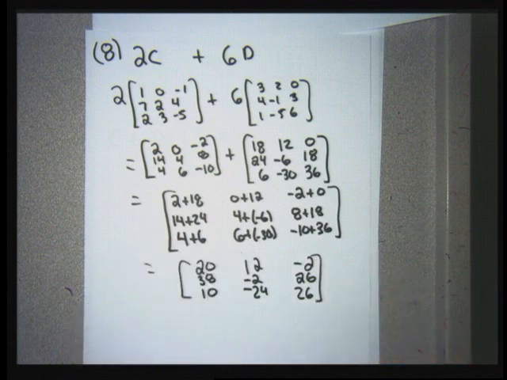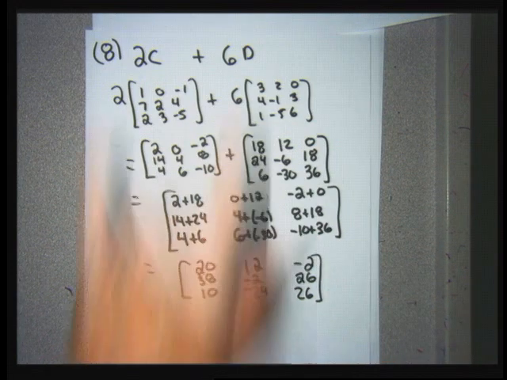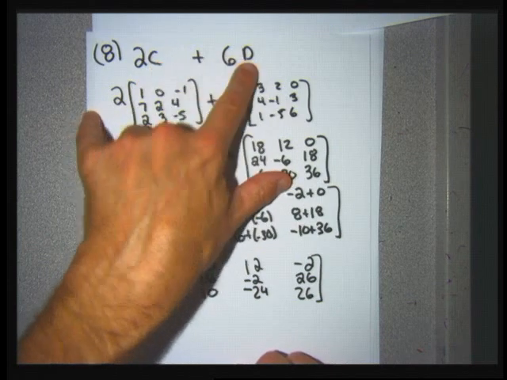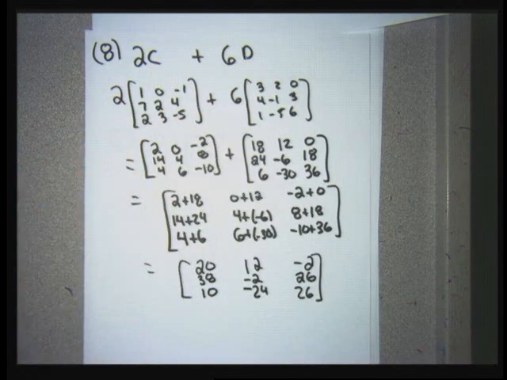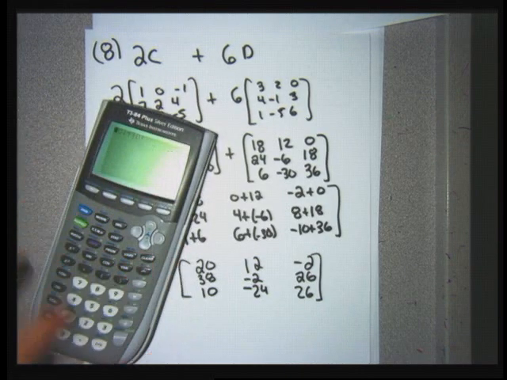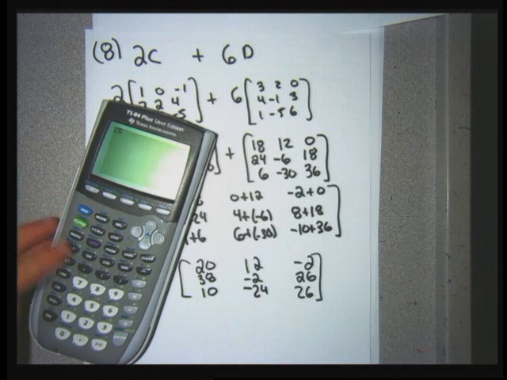I'm going to check this on my calculator. Real easy to do. Basically, I'm going to make my calculator look just like that, except the C and the D are going to have the matrix brackets around them. So I'm going to see if I can generate that answer. I'm going to go 2 first, and then second matrix. Simultaneously have the names in the C highlighted and hit enter. So that's the 2C part of the problem.